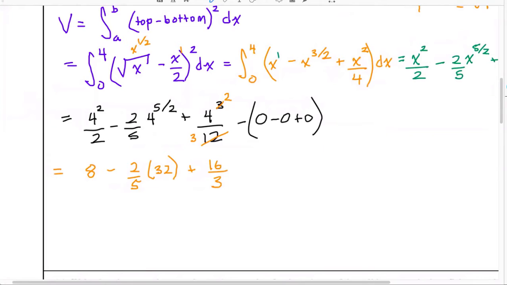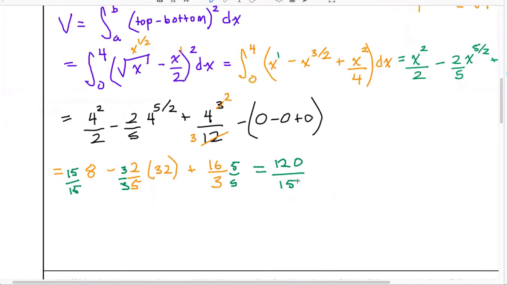All right, and then from here, simplifying a little bit more. I know that I'm going to have a common denominator of 15. I'm going to multiply by 15 over 15, multiply by 3 over 3, multiply by 5 over 5. What is that going to give us? So 8 times 15 is 120, because 8 times 10 is 80, 5 times 8 is 40, 80 plus 40 is 120.